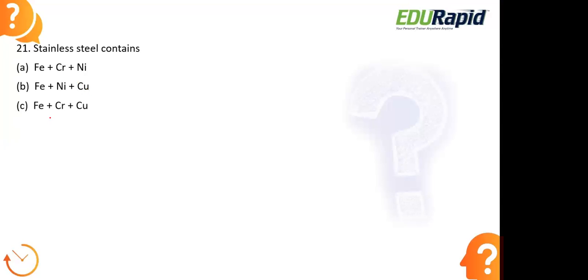Moving to the next question. Stainless steel contains: iron, chromium, nickel; iron, nickel, copper; iron, chromium and copper; iron, carbon and nickel. Ferrous, that is iron.